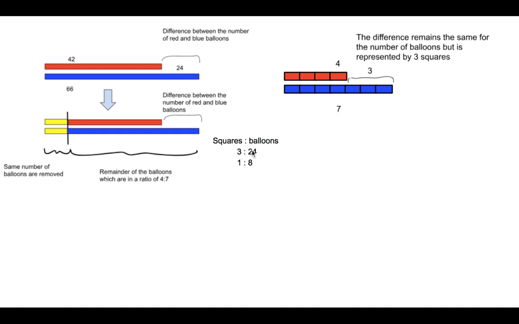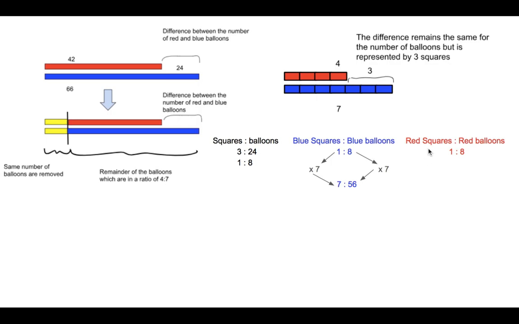I can simplify that by dividing them both by 3, and now my simplified ratio is 1 to 8. That means that the blue squares to blue balloons is also 1 to 8, and the red squares to red balloons is also 1 to 8. Now I'm going to look at my blue squares and my blue balloons. I know that I have 7 squares, so I'm going to multiply my 1 by the 7. And if I multiply the 1 by the 7, I need to multiply my 8 by the 7. So my ratio of blue squares to blue balloons is 7 to 56.